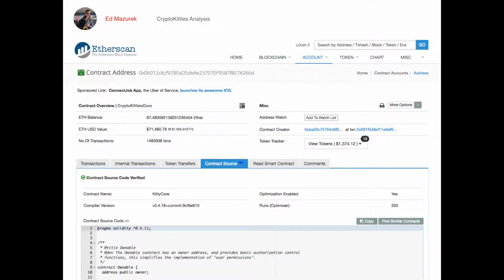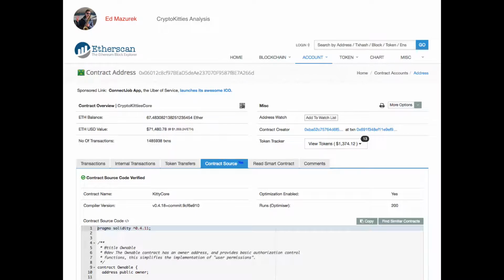So here we go. Here's Etherscan. Here you can find out all kinds of information about different Ethereum transactions, smart contracts, addresses, etc. So here we're looking at the Etherscan page for one of the CryptoKitties contracts, CryptoKitty Core. And that's the contract address. Here the smart contract source code starts down here.